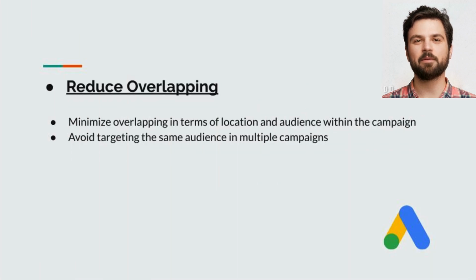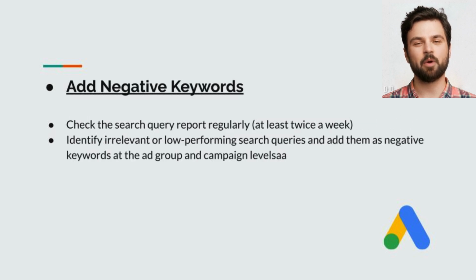Reduce overlapping. The first trick is to reduce overlapping in your campaigns. This means avoiding targeting the same audience in multiple campaigns. By refining your targeting and segmenting your audience effectively, you can maximize the reach of your campaigns without wasting ad spend.